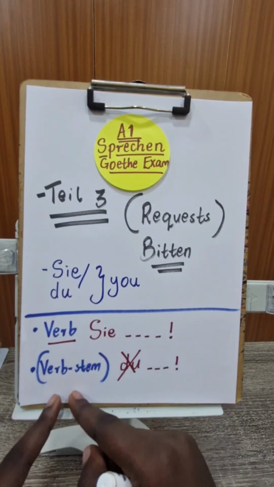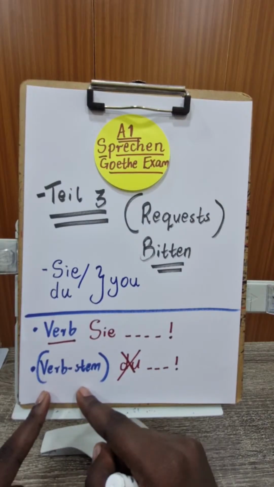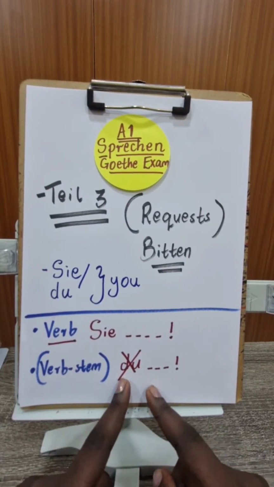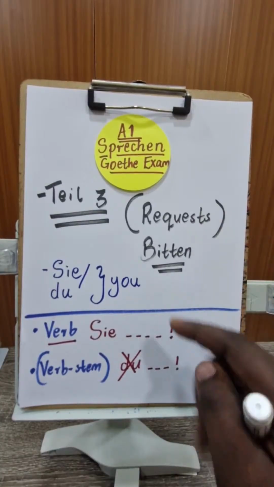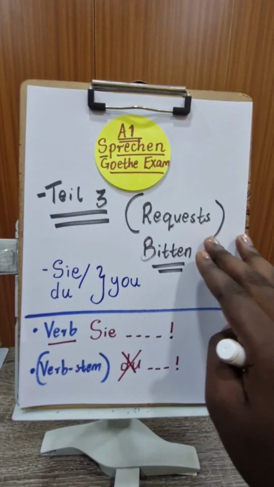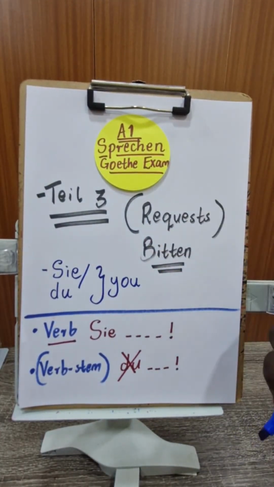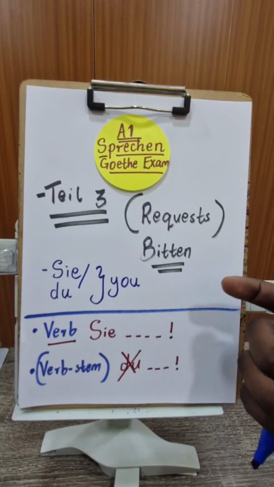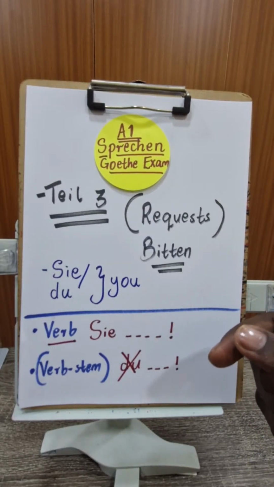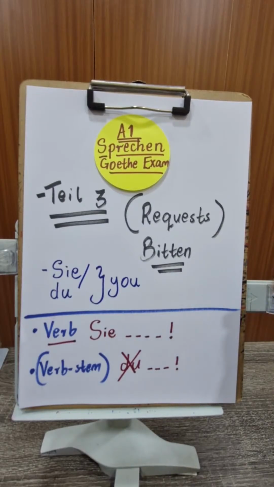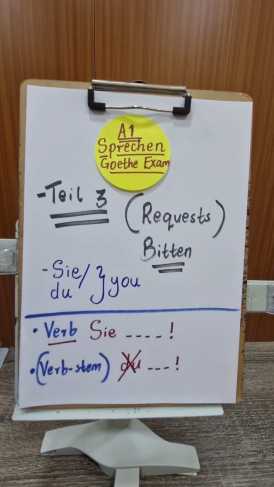In the Du form, we begin with the verb stem. Du is not part of the sentence. Remember, in this part 3, you are forming requests. Don't forget and ask questions. Many normally get mixed up and ask questions, and that would make one lose marks. So in this part 3, you do not ask questions, but form requests.